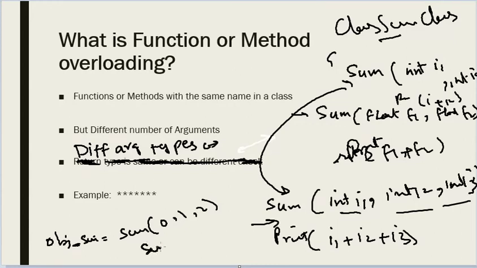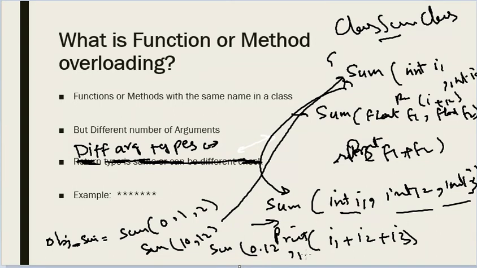If we call a sum with two integers, let's say 10 and 12, then the first sum function will be called. But if we call a sum function with some floats like 0.1 and 1.31, two floats, then this second sum function will be called.